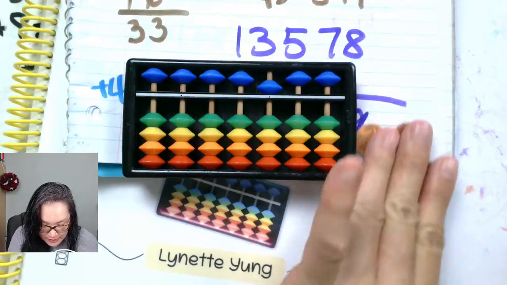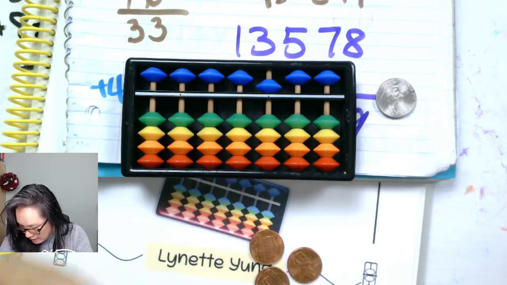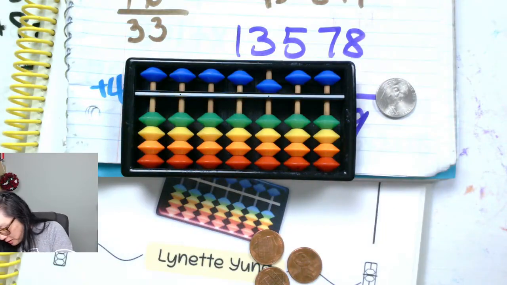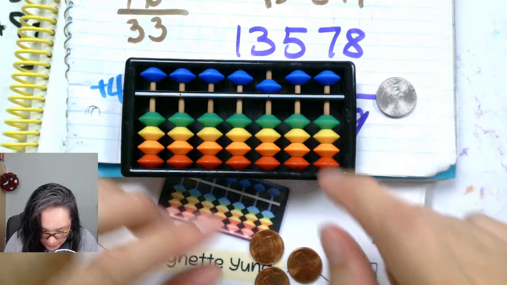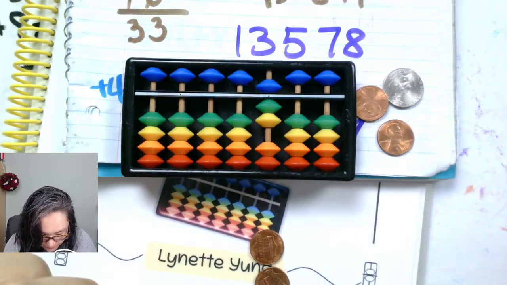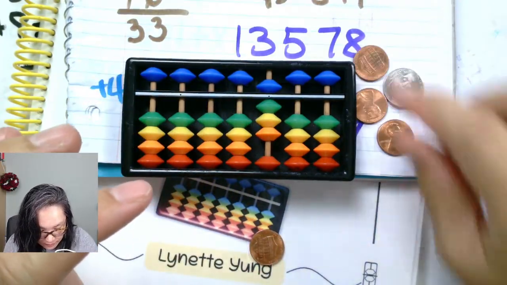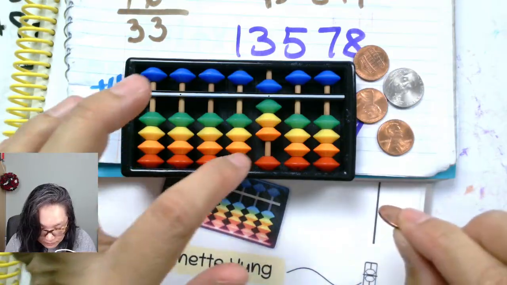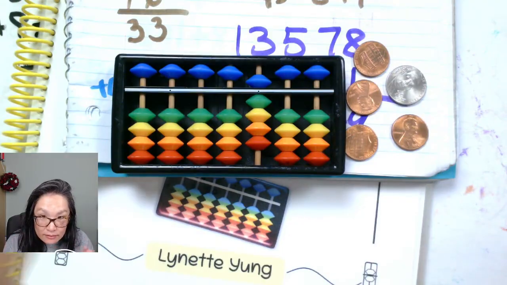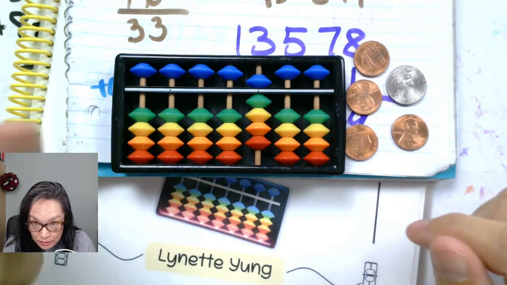5 is this. This is 5. The 5 will always be the top bead. No matter what, 5 is always going to be the top bead. The top bead always equals 5. And then we have 6, 7, 8, 9. And that's it. That's how we read the abacus. Nothing more. That's it. There's nothing more.